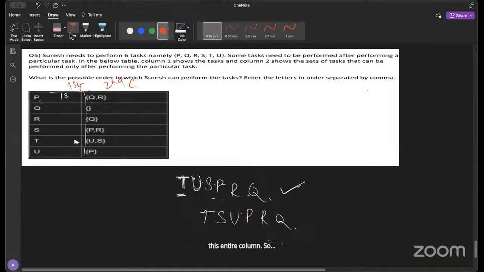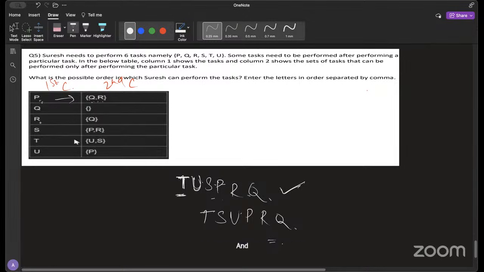So why does it say first? T U S P R Q, and why did we take T first? Yeah, I'm explaining why we took T first. The question first says that your first column represents the task and the second represents the task that you can't do without this. So Q and R you cannot perform without completing P. So first you need to get done with P, then only you can start with the tasks Q and R.